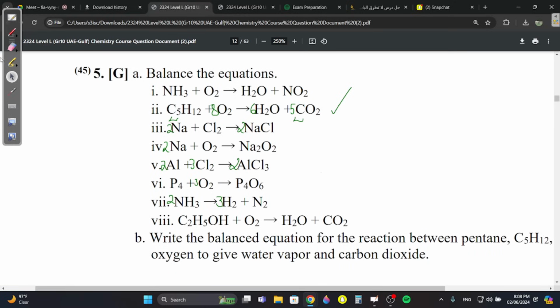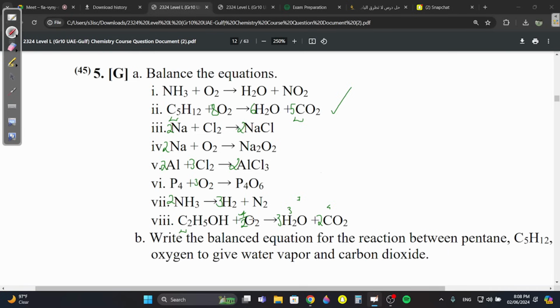Okay, easy. Then C2H5OH plus O2 to produce H2O and CO2. Let's start with the carbons. Here I have 2, so I should obviously have 2 here. Let's move on to the hydrogens. Here I have 6. Here I have 2, so it should become 3. What do I have now? I have 4 oxygens here, and I have 3 here, so that's 7. So I multiply this by 7 over 2.